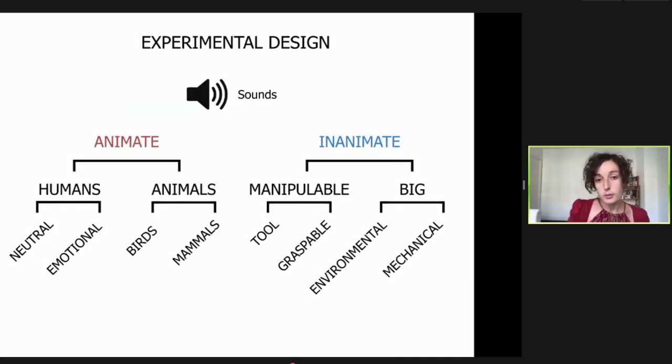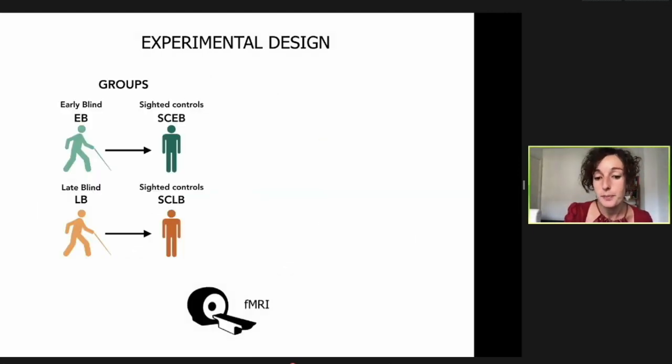To address these questions, we presented different sounds from 8 categories: half animate, including neutral and emotional voices, and birds and mammals; and half inanimate, including tools and graspable objects, and environmental and mechanical big sounds. I presented these stimuli in the fMRI to 4 different groups.